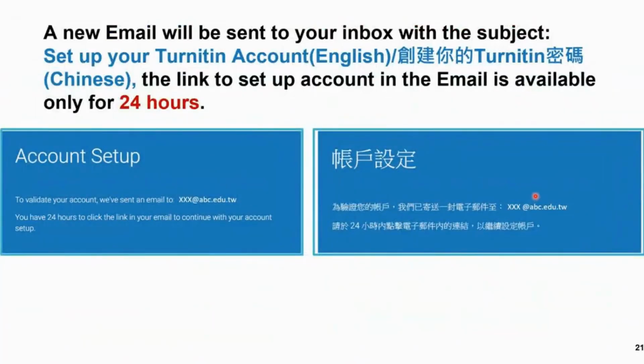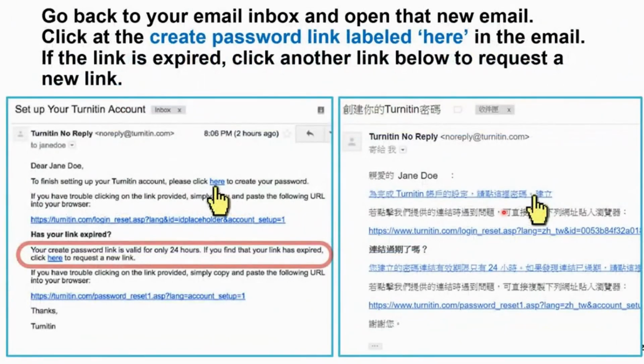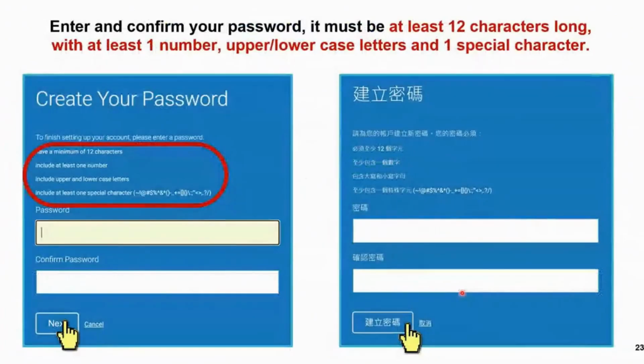Then the password setting email will be sent to your email inbox with the subject "Set up your Turnitin account." Please go back to your school email inbox and open the new email. Click the create password link labeled here, or in Chinese, the first link. This link is only available for 24 hours. So if the link is no longer working, you can click the other link below to request a new password setting email. You will be linked to the password creation page, where you enter and confirm your password.